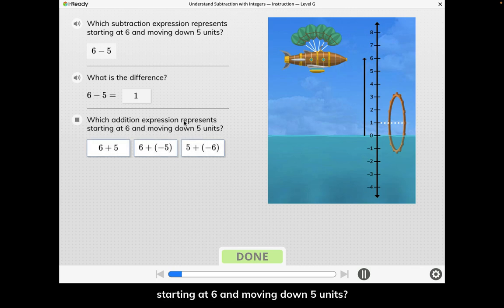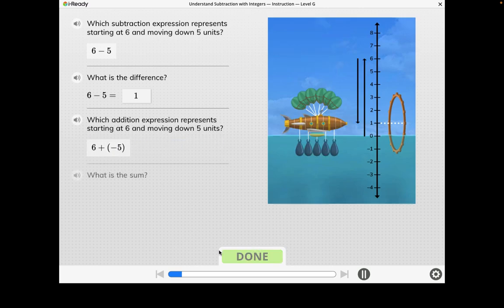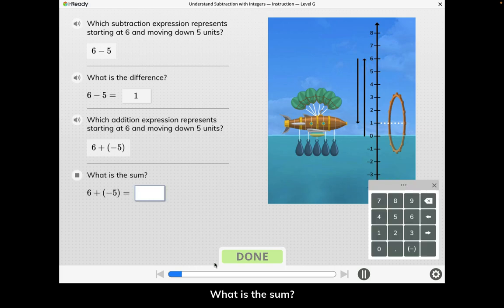Which addition expression represents starting at 6 and moving down 5 units? Now we're doing the same thing, but with addition. So 6 plus, starting at 6, so it's not plus 5, because then you'd be going to 11. 6 plus negative 5 is the answer. Because negative 5 is going down 5, and you're adding it to 6, so it's going to be 1. Okay, what is the sum? It's 1.